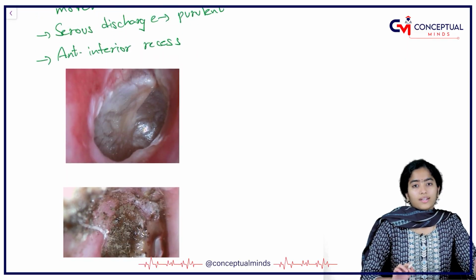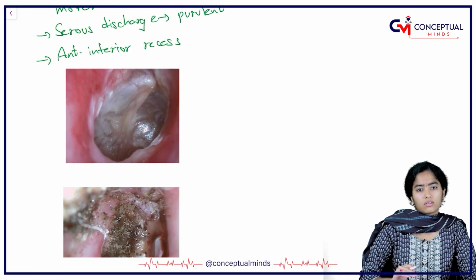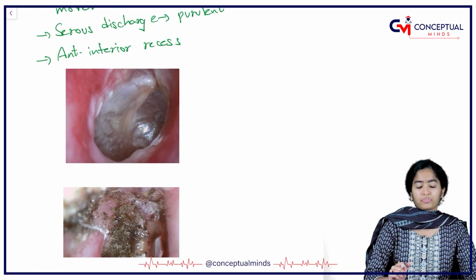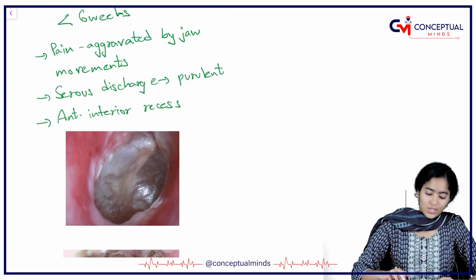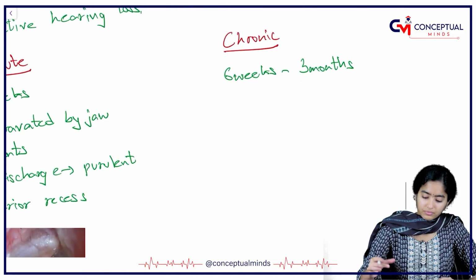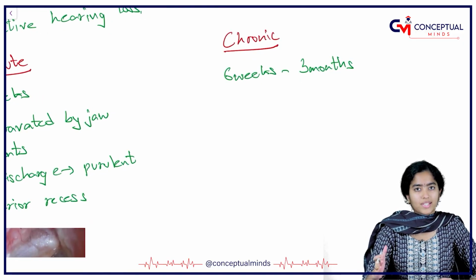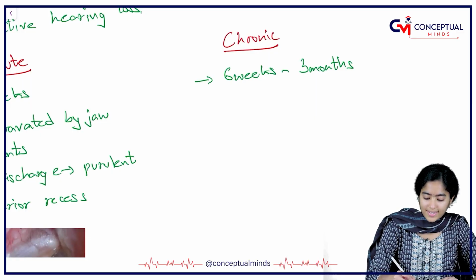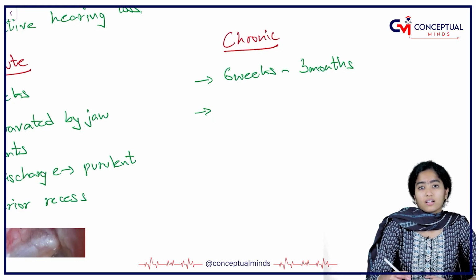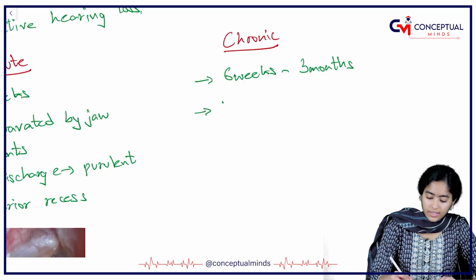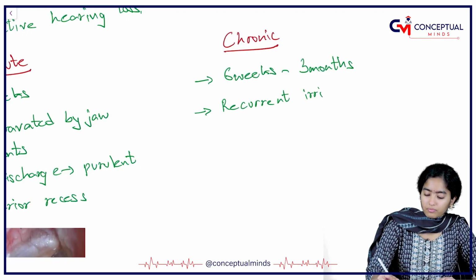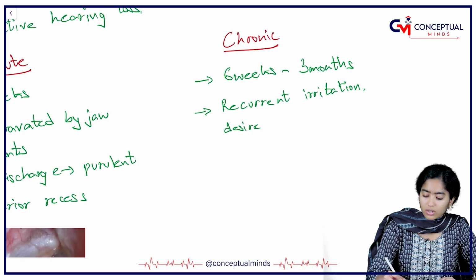This is the grading of severity of diffuse otitis externa, and the lymph nodes are enlarged. This is about the acute phase. In case of chronic phase, as I said, it lasts anywhere between 6 weeks to 3 months. And what is exactly happening in the chronic phase? The patient has an intense desire to scratch. There is recurrent irritation, and also an intense desire to scratch.